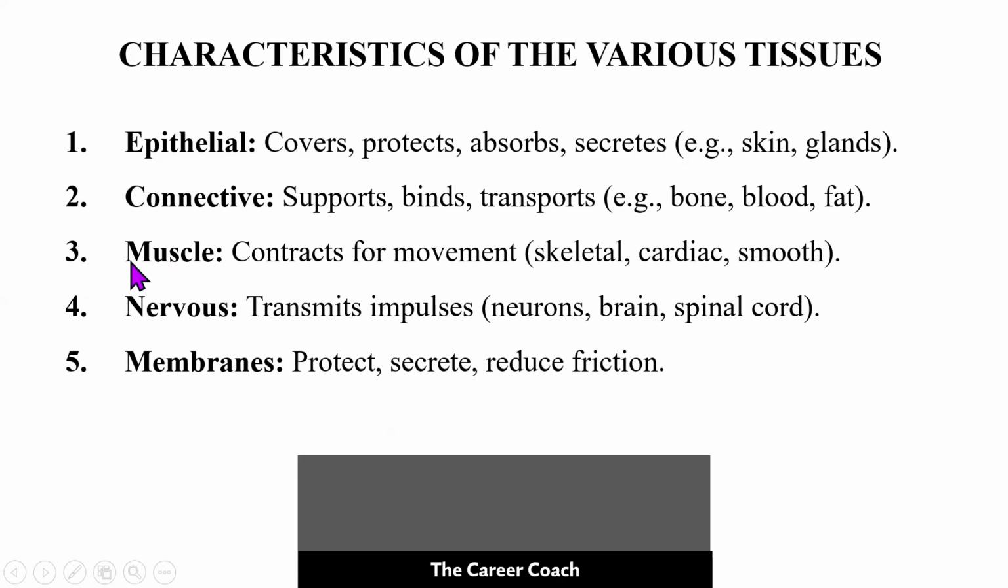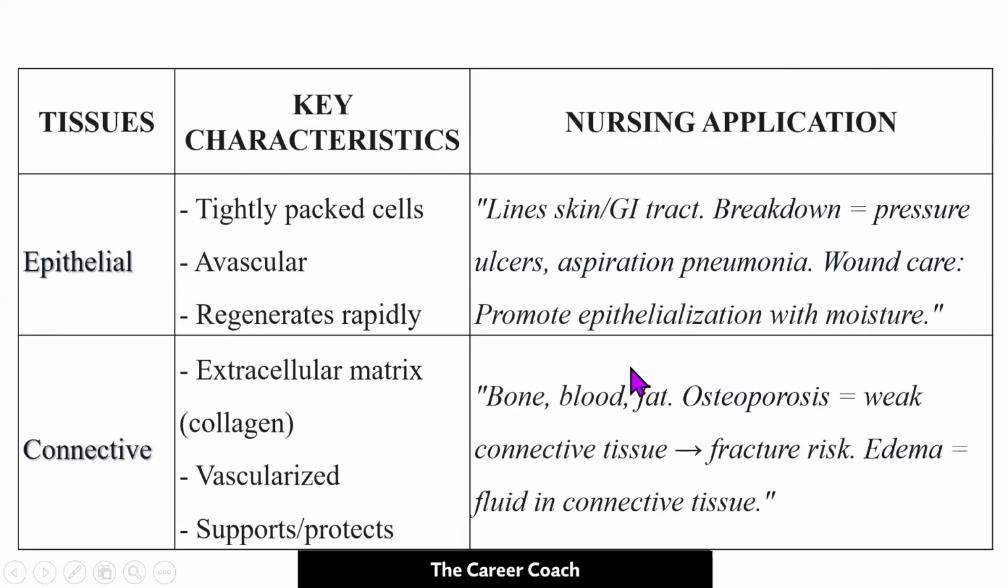Number 3. Muscle tissue. Muscle tissues help to contract for movement. It could be skeletal muscle, cardiac muscle, and smooth muscle. Number 4. Nervous tissues. Nervous tissue help to transmit impulses, such as the neurons in the brain and in the spinal cord. Number 5. Membrane tissues. Membrane tissues help to protect, to secrete, and to reduce frictions.